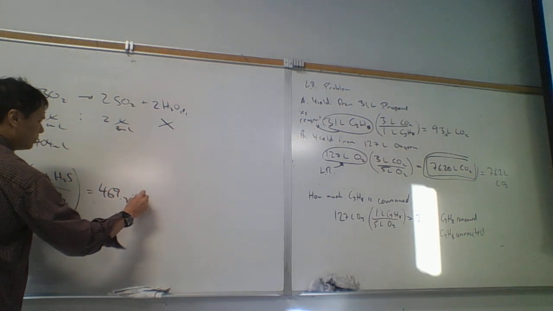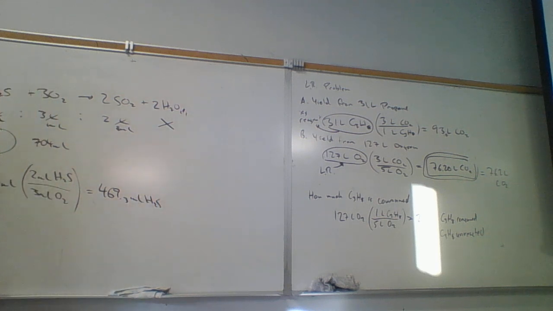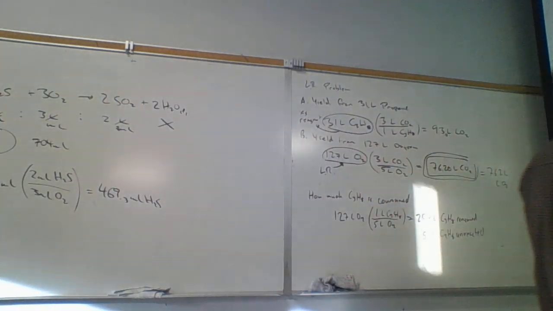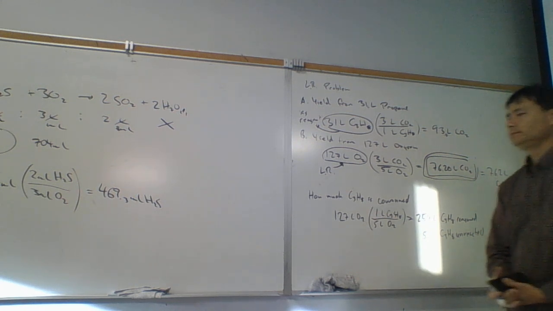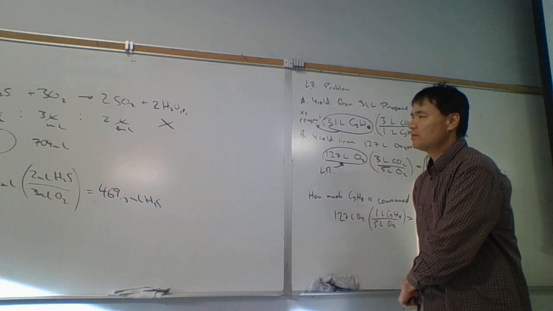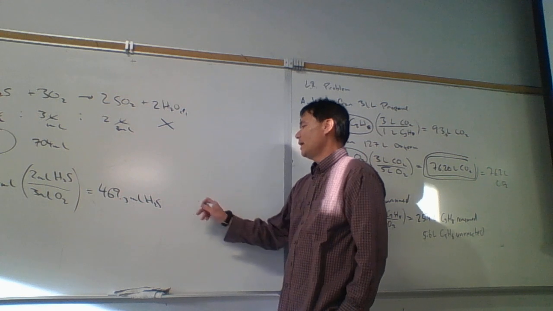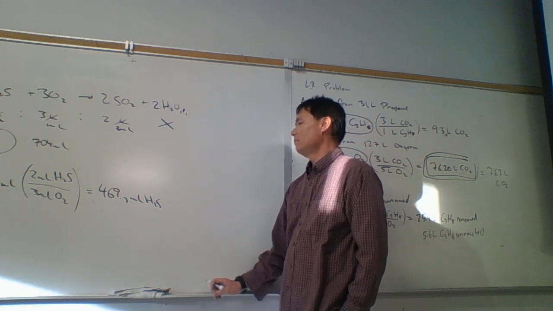469.3 milliliters of H2S. But the problem is this: it's got to be at the same temperature and pressure. So if we're at the same temperature and pressure, I'm done with the problem, right? But what they did was they decided to use a different temperature and pressure. Now, since they decided to use a different temperature and pressure, there are 2 ways I can do this. One way is I can do this.